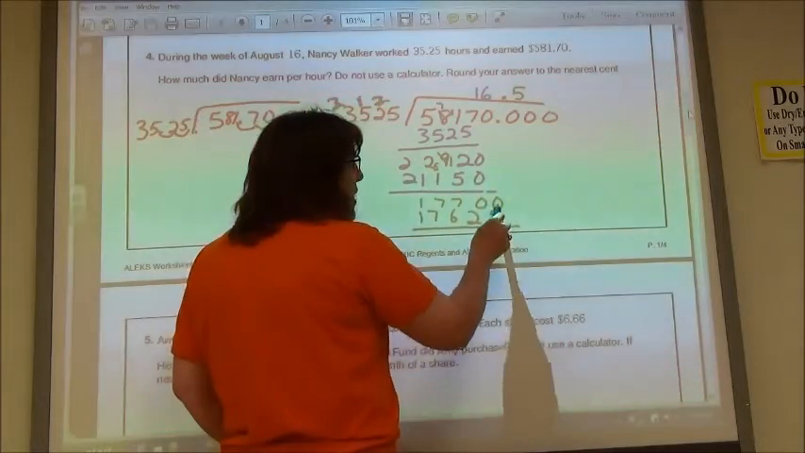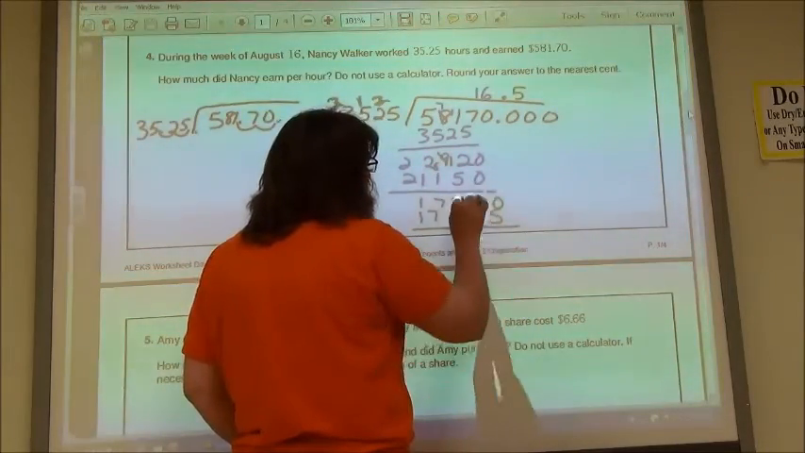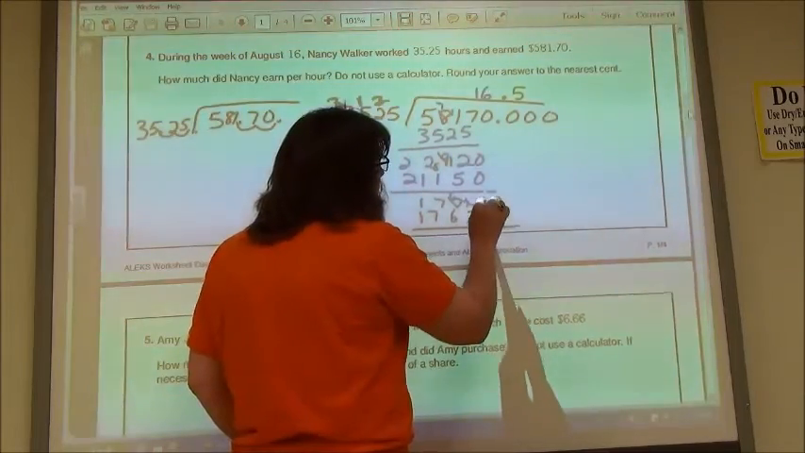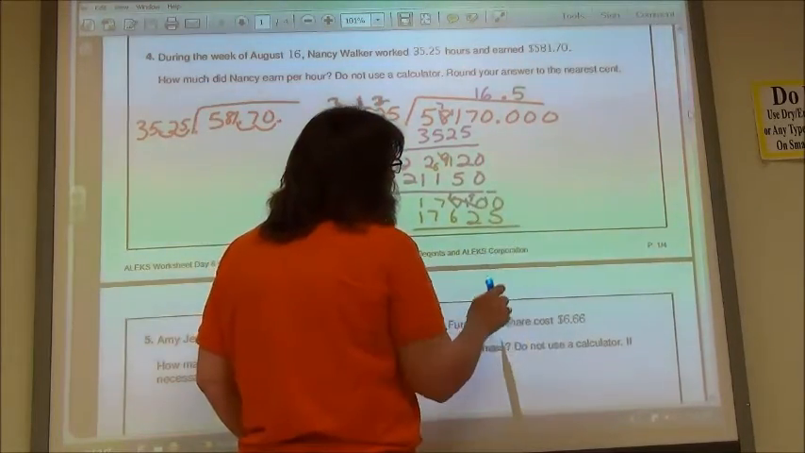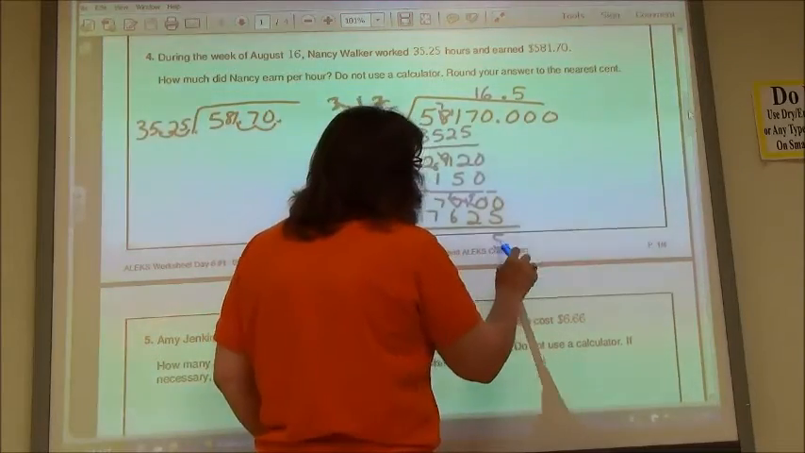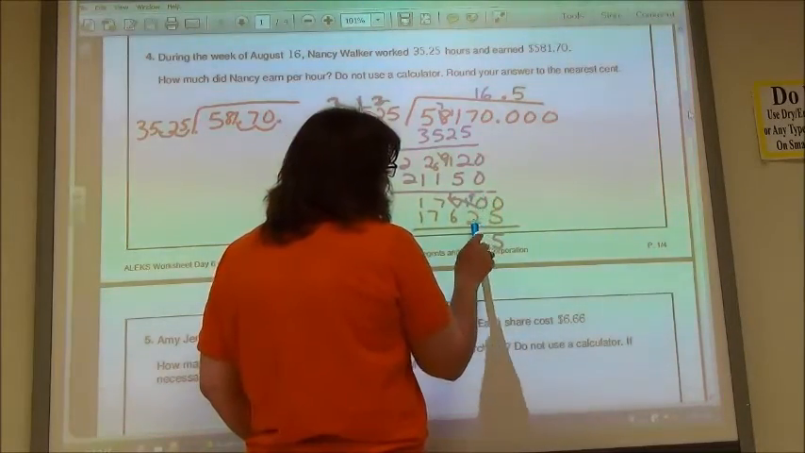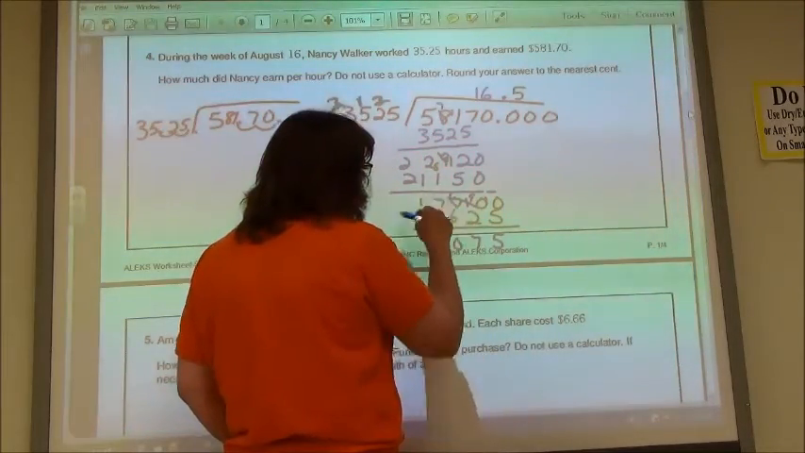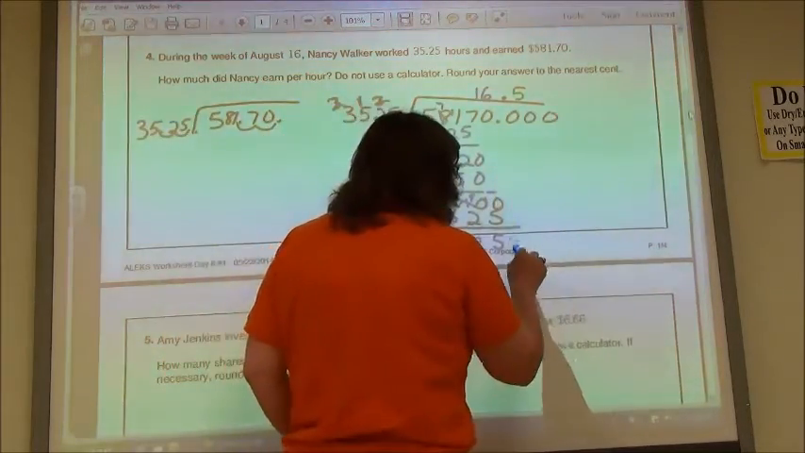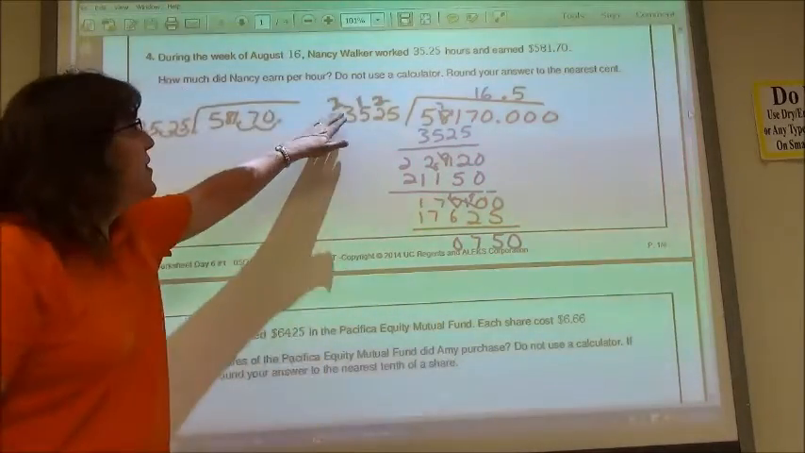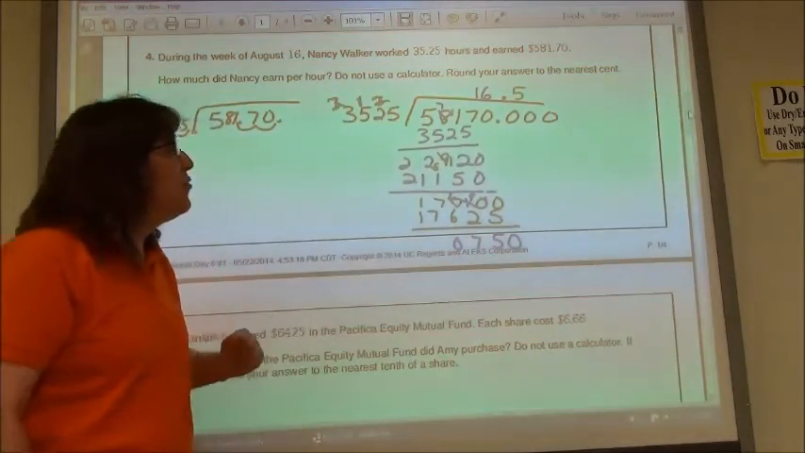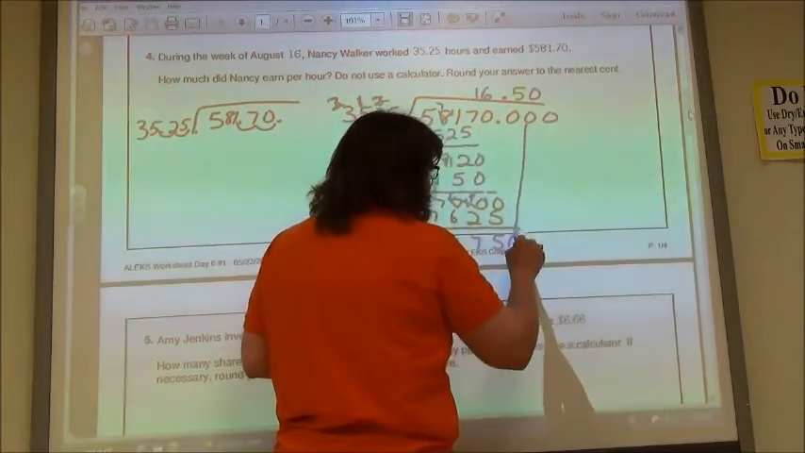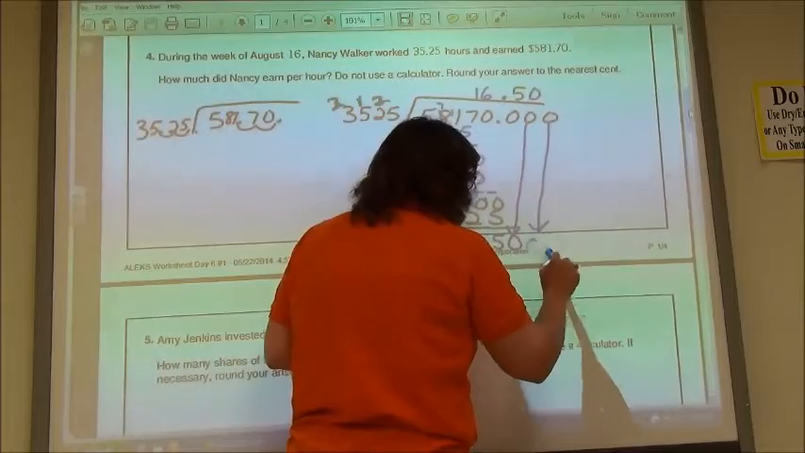So, can't subtract 5 from 0, can't borrow from 0, so I borrow from the 7 and make that a 6, which makes that 10. Borrow from the 10, make that 9, which makes that 10. 10 minus 5 is 5. 9 minus 2 would be 7. 6 minus 6 would be 0, and then I get zeros there, so I'm bringing down my other 0. I'm trying to take 3,525 into 750. It doesn't go in there, so I have to add a 0 and bring down the next 0.